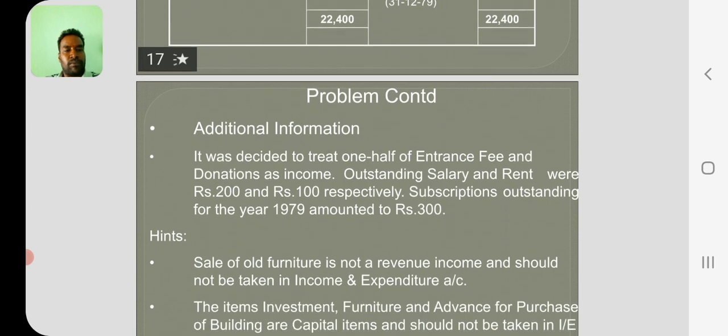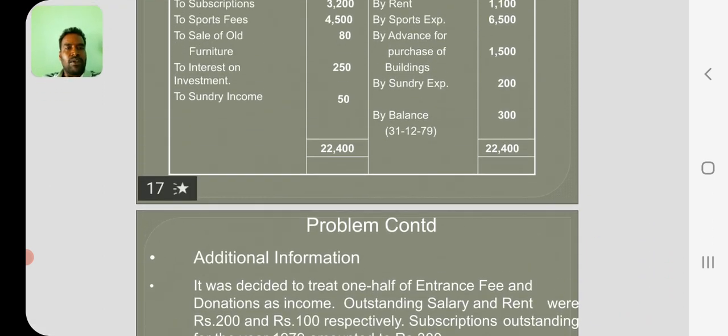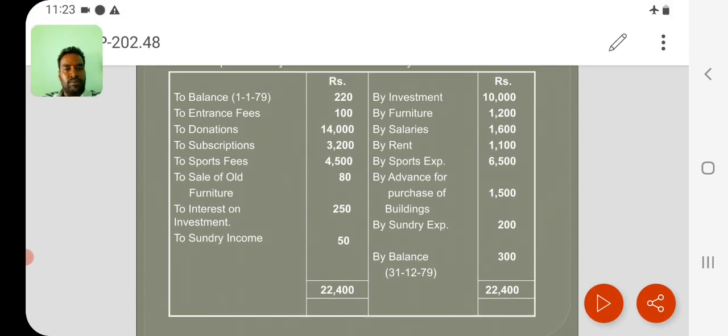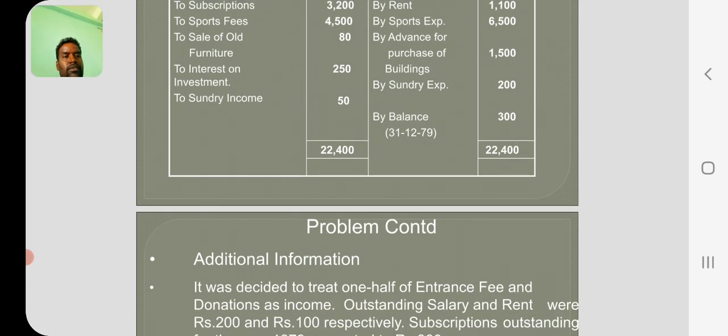Entrance fee 100 should be recorded in the income and expenditure account. To donations 14,000. Subscription, income and expenditure. To sports fee 4,500, income and expenditure account. Sale of old furniture, capital item. Interest on investments, income and expenditure account.